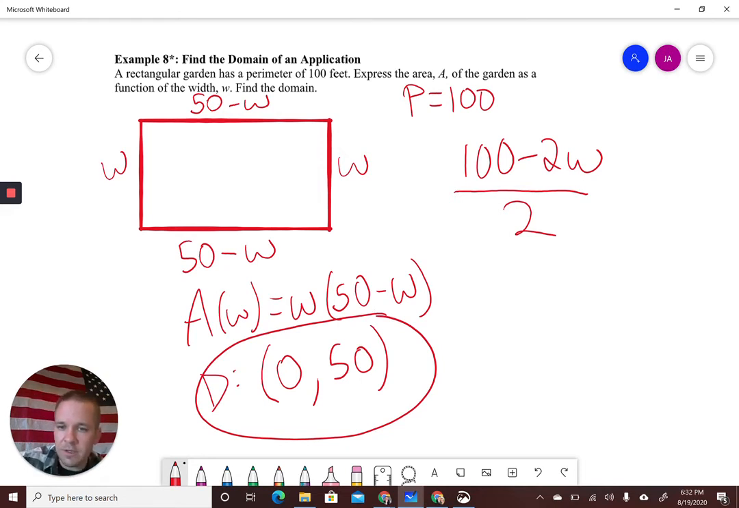Because if it's 0, then I'm going to have a width of 0 and an area of 0. That doesn't make sense. I have to have some dimension. If it's 50, then it makes my length 0. So same concept. There we go. Love some application. Can't wait to do more.